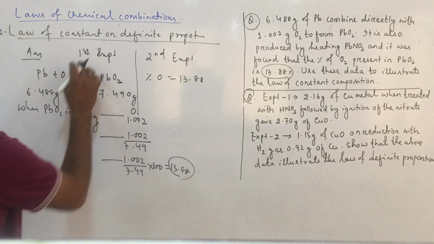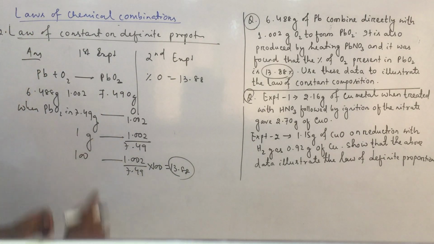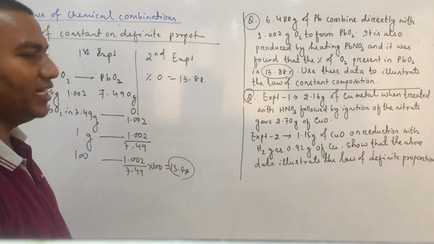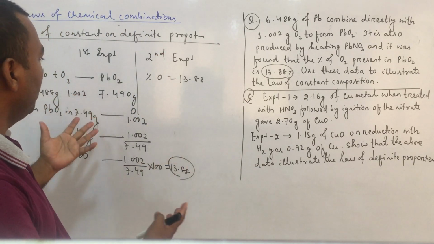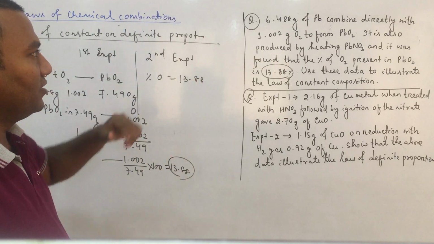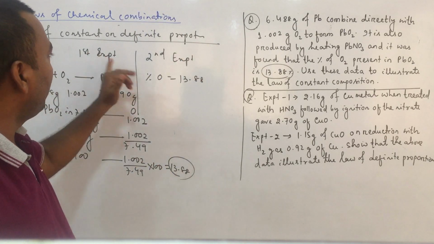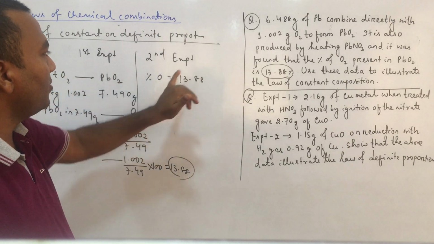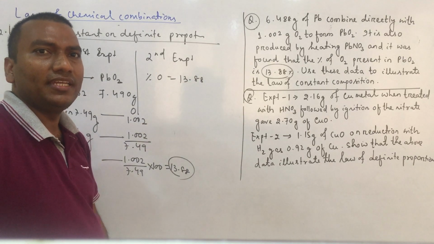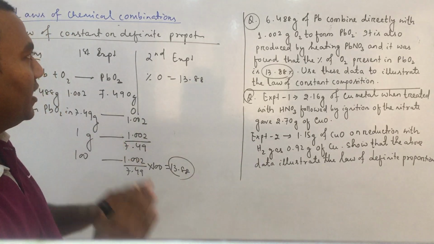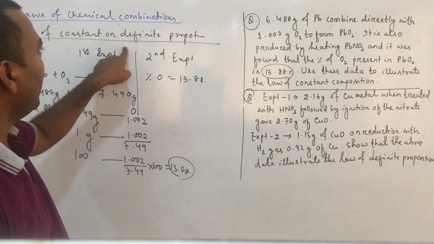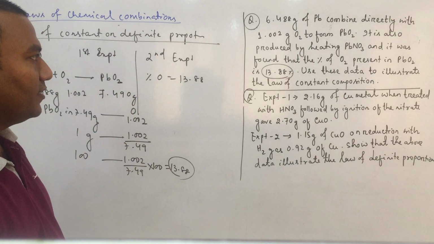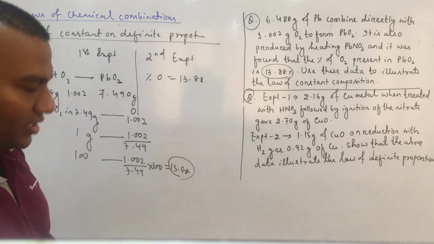So in the first experiment, percentage of oxygen equals 13.88. In the second experiment, data given is also 13.88. Hence, you see, there are two types of experiment. In the first experiment, percentage of oxygen is 13.88, and in the second experiment also percentage of oxygen equals 13.88. That means it obeys which law? Law of constant or definite proportions. Understood? Clear? Okay, so this is the first question answer.